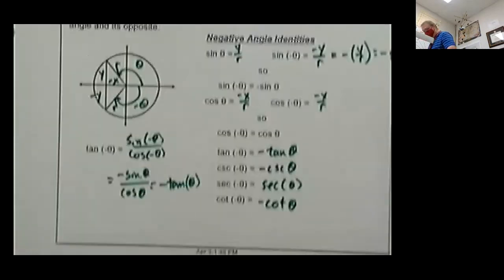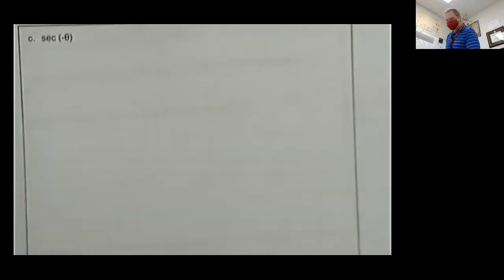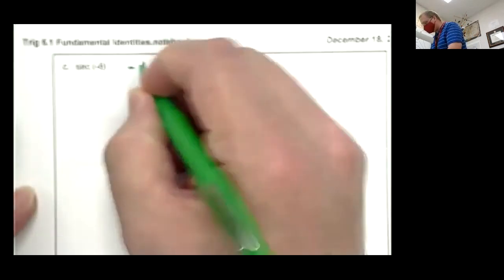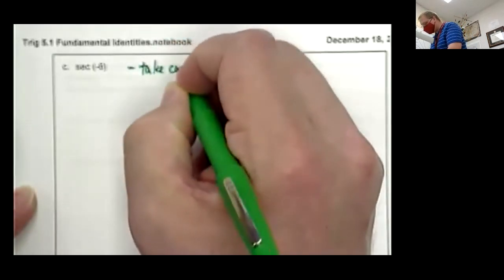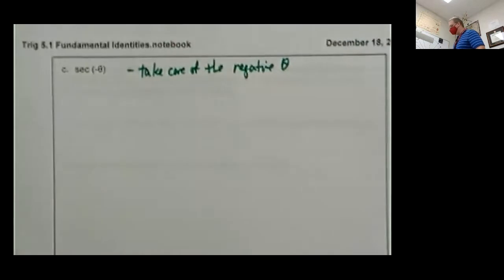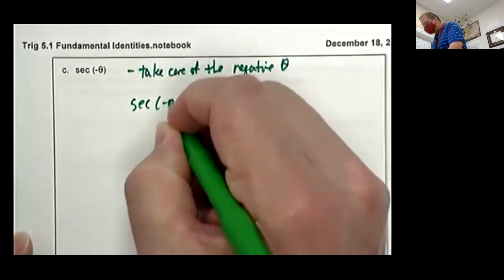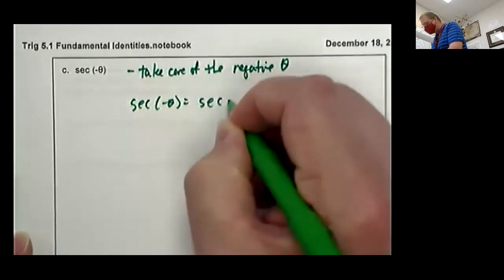And then the next thing we're going to look at, part C, is secant of negative theta. So if we have this case, the first thing we want to do is take care of the negative theta. And secant is the reciprocal of cosine. Cosine eats the negative. So secant of negative theta is equal to secant of theta.